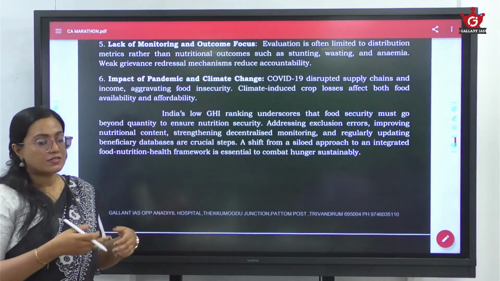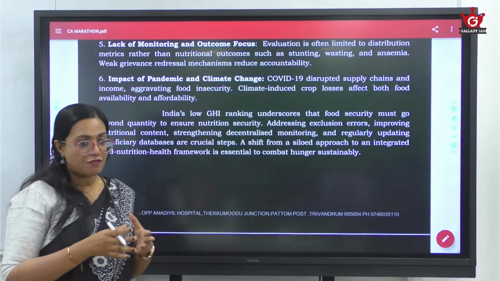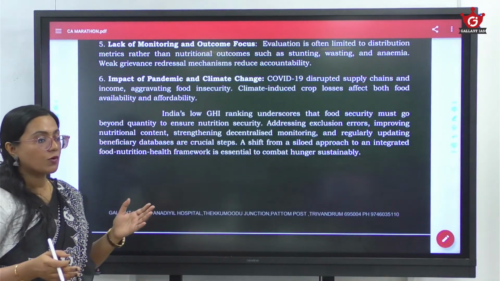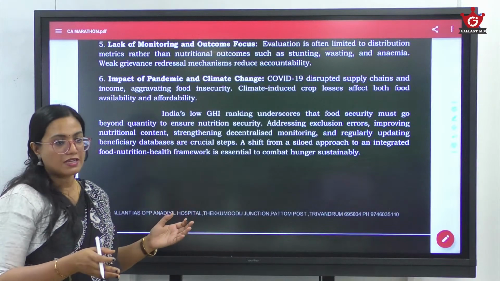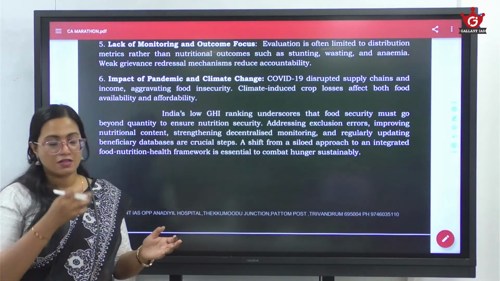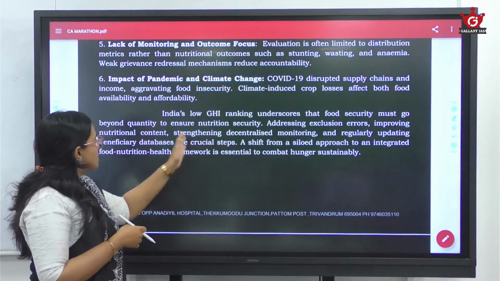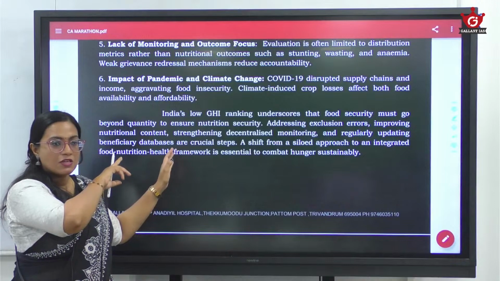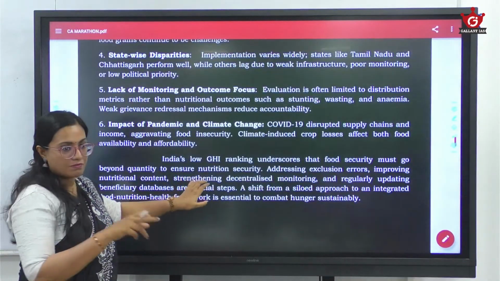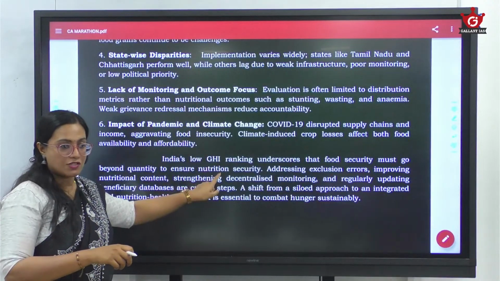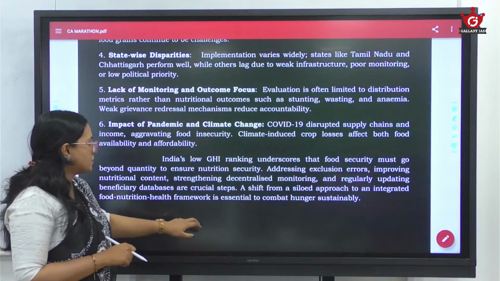Now, how do we see? Now you have mentioned the challenges, so now you should have a way forward also. But the challenges are so big that we have almost taken an entire page, or if you are writing it, it will take almost 2 pages. So now, how can you address it? Addressing the exclusion errors, improve. Now since you have points, you will be writing that you have to address this. Your way forward will be based on these challenges, right? So that you can mention it in your conclusion itself.